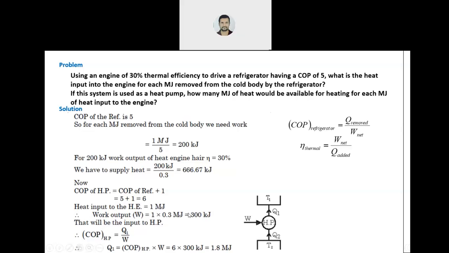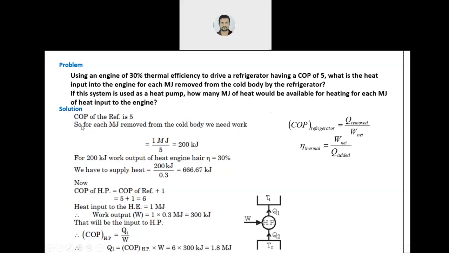Now I told you the formula of COP of heat pump: Q added by work. So Q added will be COP times work. Now COP of heat pump is how much? 6. Work is how much? Just now you have calculated 300. So you will find the Q added, that is 1.8. So in both the cases, you have to find the Q added. One in the case of refrigerator, another in the case of heat pump.